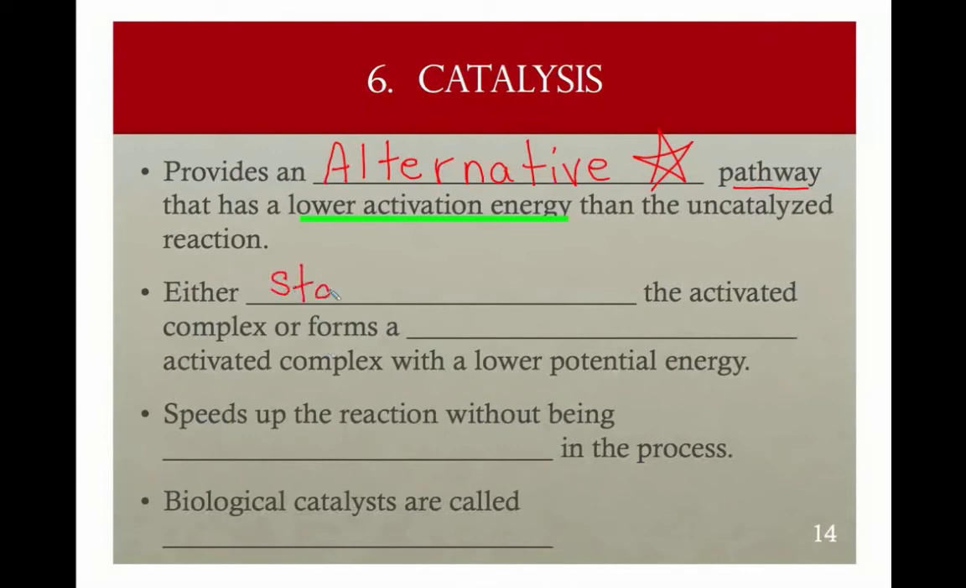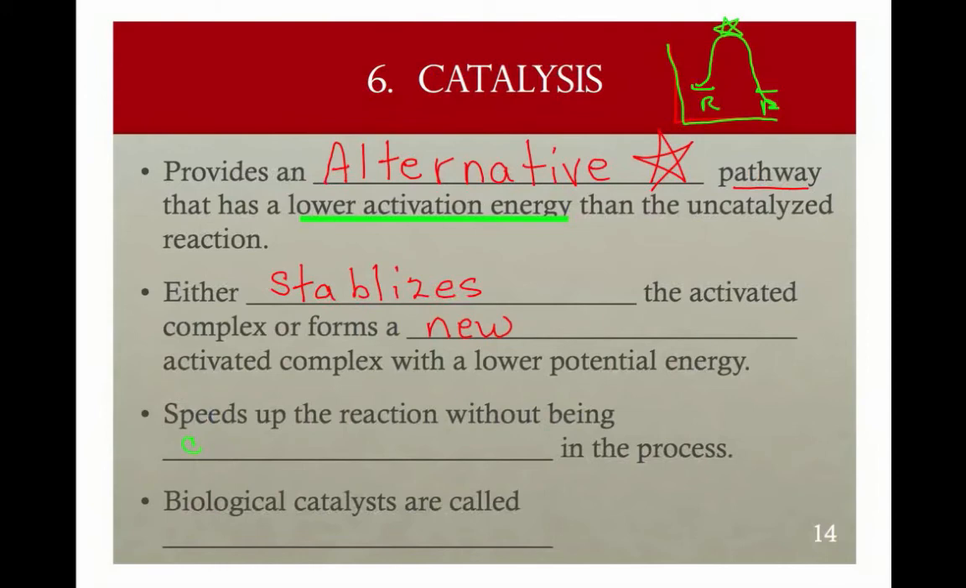It can do this by either stabilizing the activated complex, or it can form a new activated complex. Either one. So remember that activated complex, if we had a potential energy curve, you'd have R and P, and up and over. Up at the peak, that was where our activated complex was, also called a transition state.